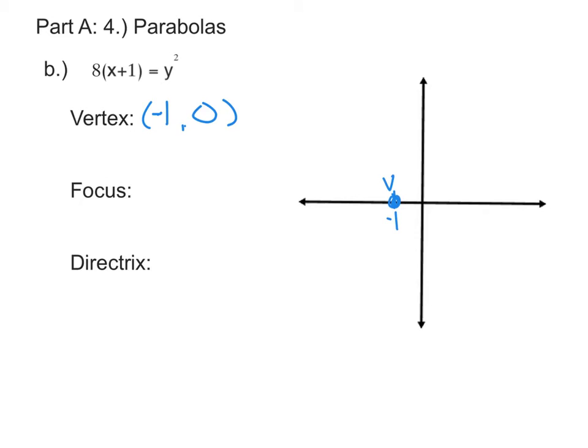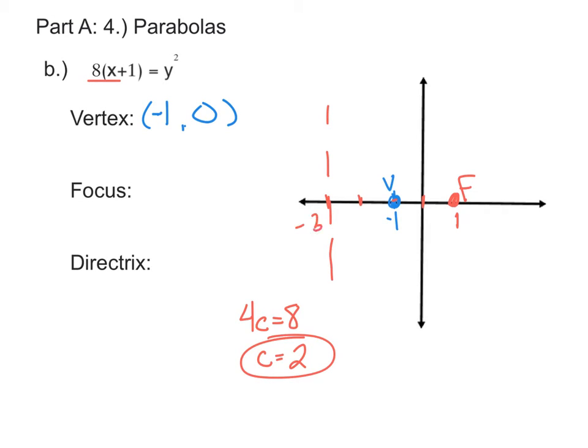In order to find the focus and the directrix, we need to determine what c is, and that 8 that is out in front, that's the value of 4c, making c equal to 2. C is the distance from the vertex to the focus. And since that 8 is attached to the x, we're going to go 2 units in the x direction. So 1, 2. That's where the focus is. The directrix is going to be just as far on the other side. So going back to the vertex, I'm going to take 2 steps to the left. 1, 2. And that's where the directrix is, at -3.